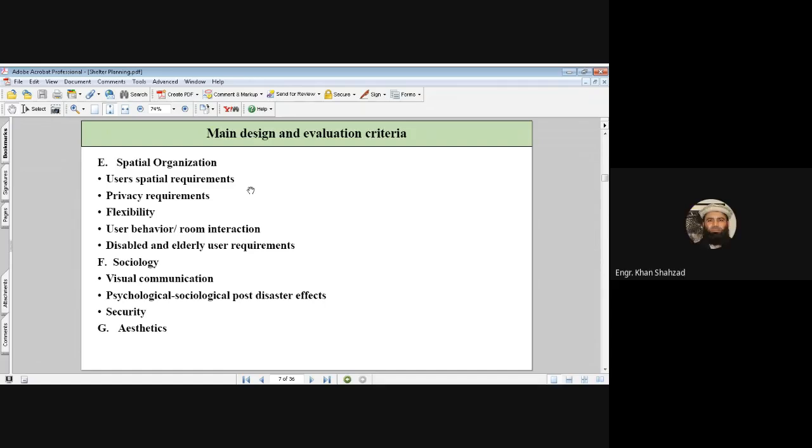The main purpose of spatial organization and to plan an interior is to plan an interior space in order to provide all the required facilities to the inhabitant. Exactly, sir. Okay, so then the next is the privacy requirements.